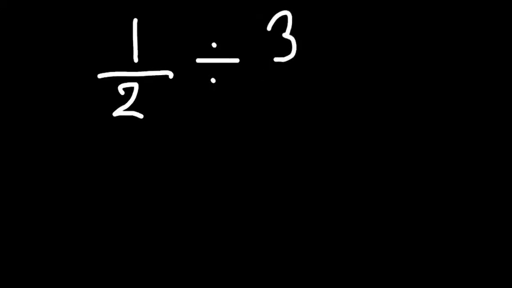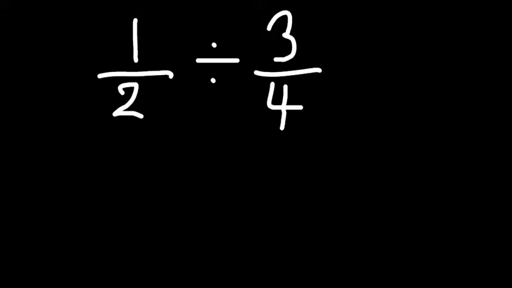Now let's do division. How do you divide two fractions? Let's take an example. 1 over 2 divided by 3 over 4. Okay, so how do we work this out? Now the first thing you need to do is keep the first fraction the same. Okay, so you're going to do it in 3 steps.